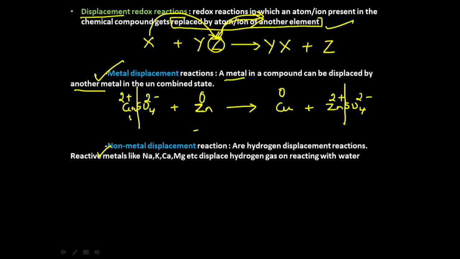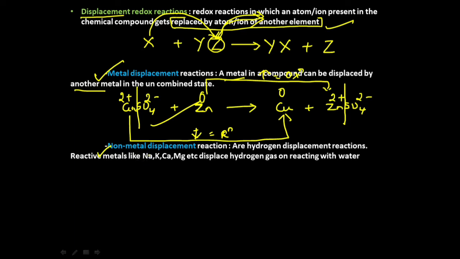So copper is undergoing a change in oxidation state from 2 to 0. That is nothing but a decrease in the oxidation state, which is nothing but reduction as per the oxidation state concept, isn't it? So zinc goes from 0 to plus 2. The oxidation state of zinc is increasing, so zinc is undergoing oxidation. So in a single reaction, both oxidation and reduction are occurring. So this is an example of a redox reaction. Along with that, one metal is replacing another metal, so this is an example of a metal displacement reaction.